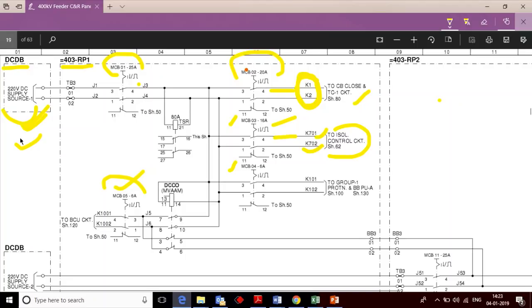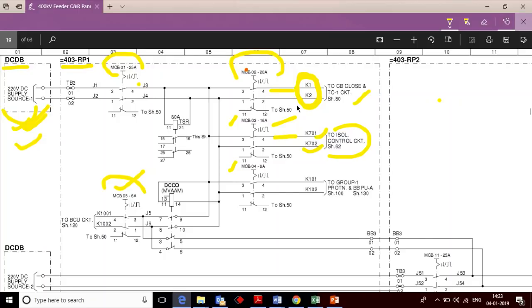Otherwise, take permission from your senior boss in written form, take a work permit, and then you start this. Okay, the fault might be in the DCDB itself. If it is cleared, then what is the need to go into another circuit? What is the need to tease the other circuit? No need. Suppose it is healthy, then you have to go further.